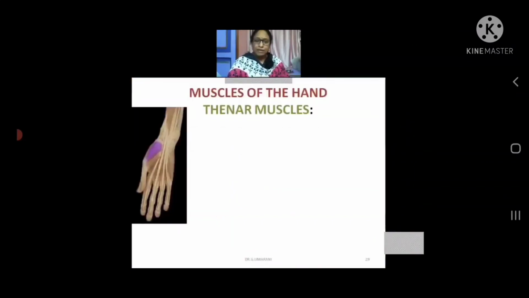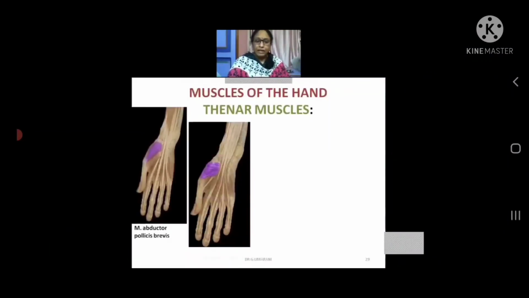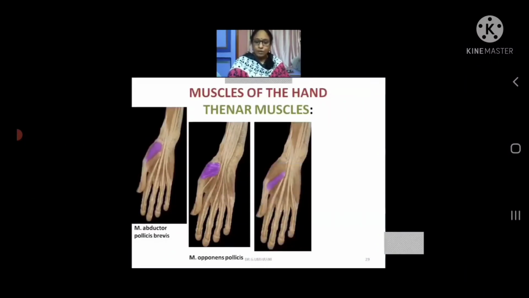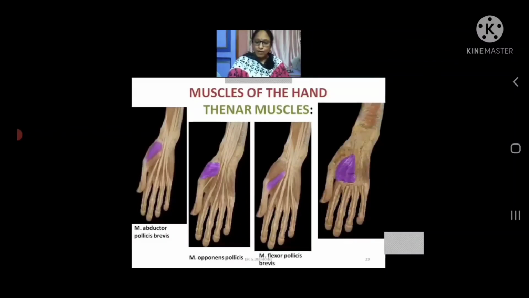The thenar muscles occupy the lateral side, that is the thumb region. All the names carry pollicis: abductor pollicis brevis, opponens pollicis, flexor pollicis brevis, and adductor pollicis. These muscles form the thenar eminence, the prominence of the thenar region.